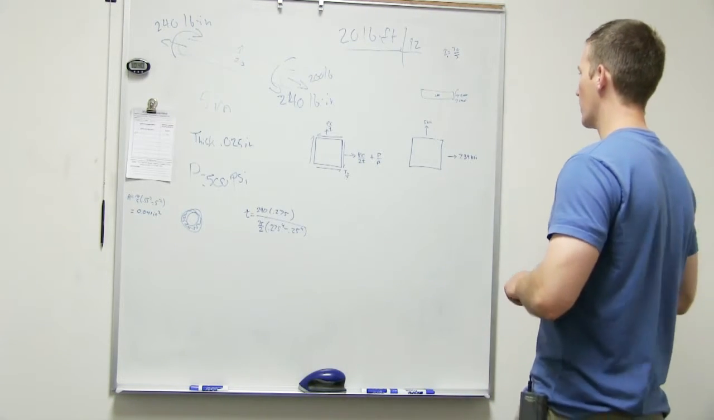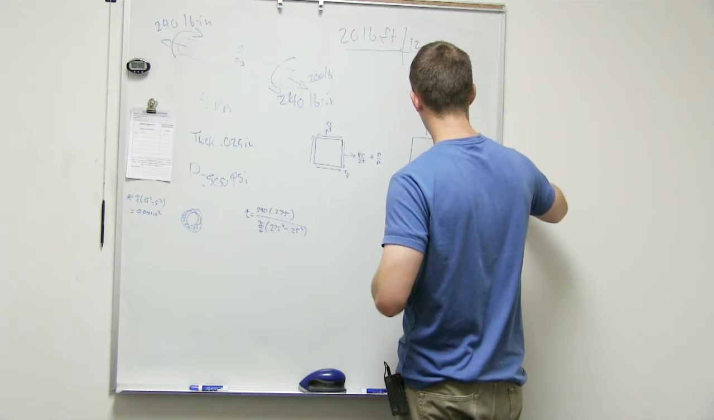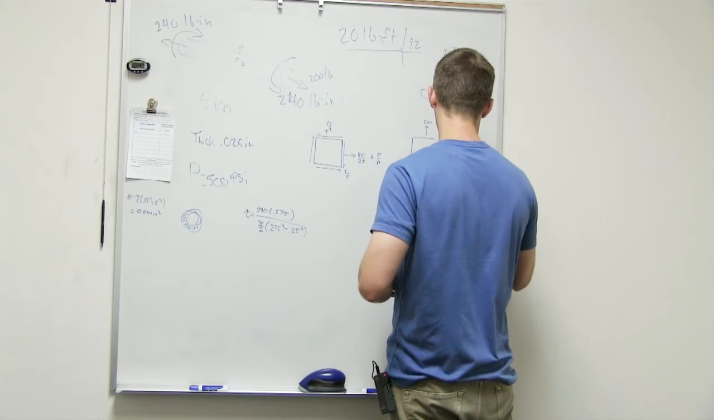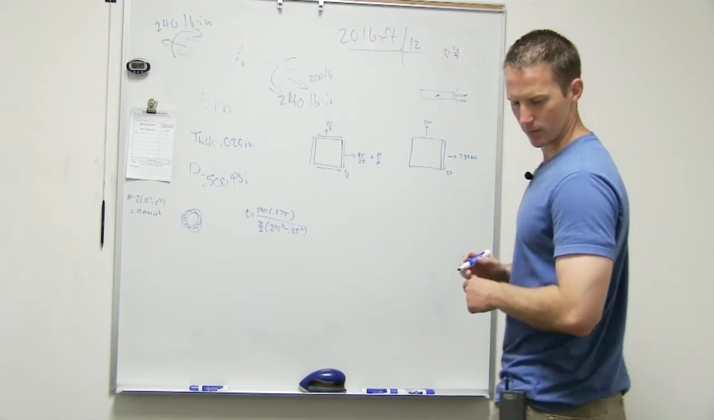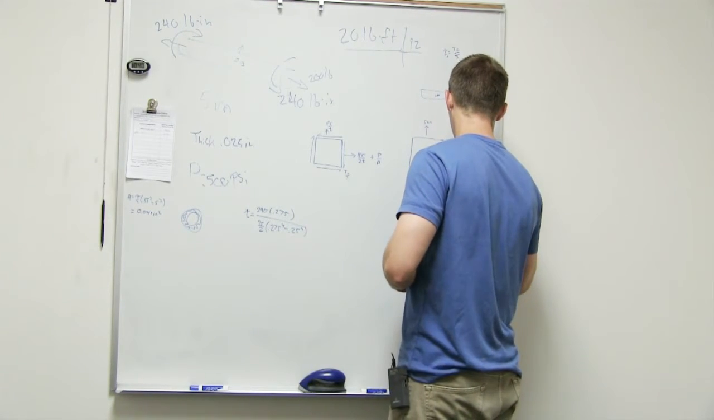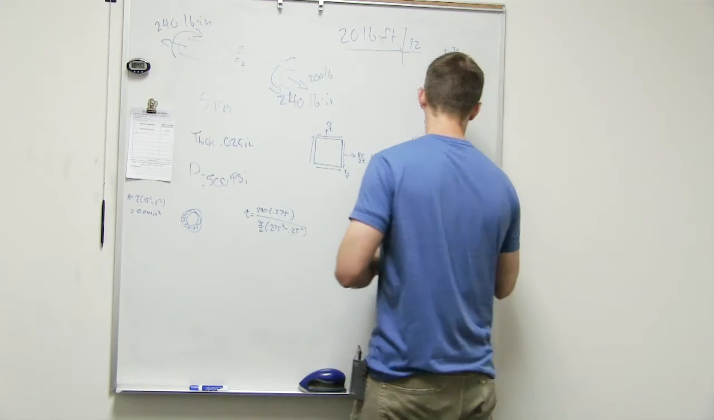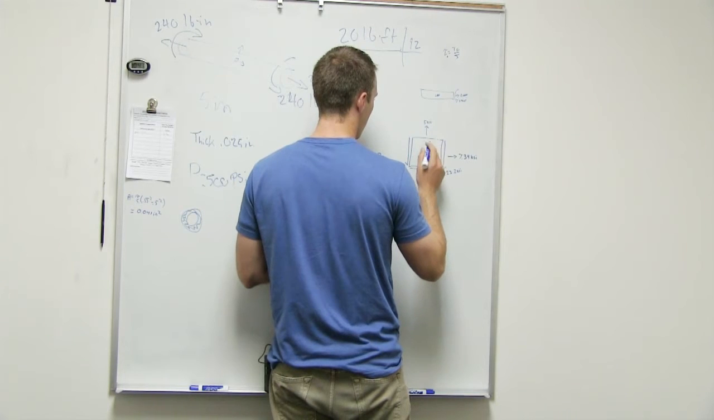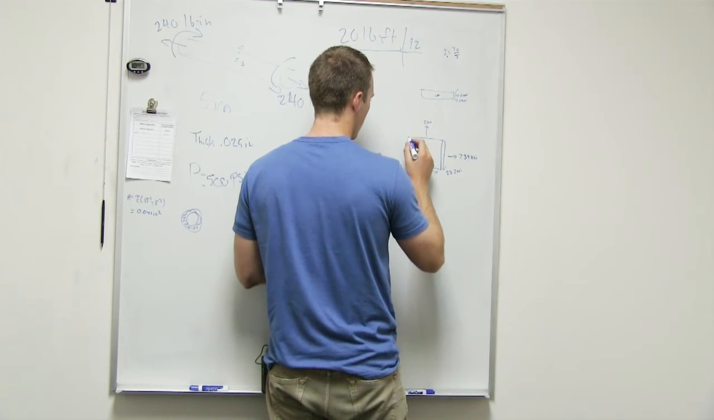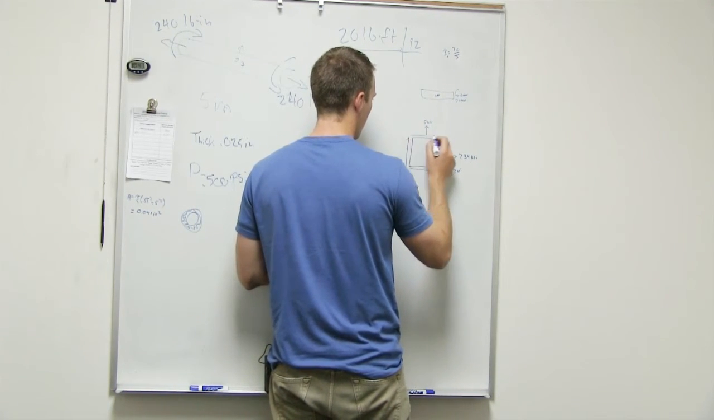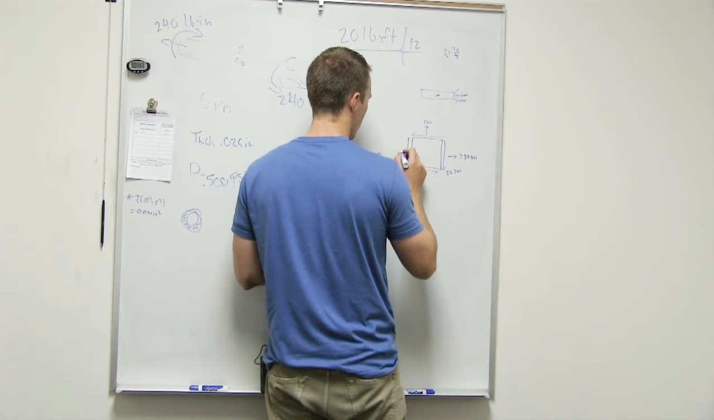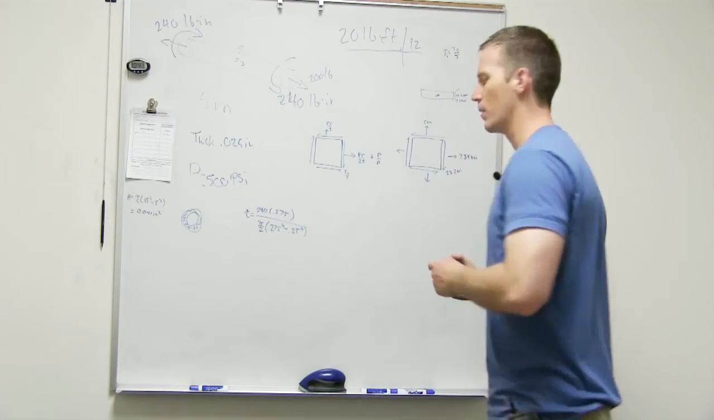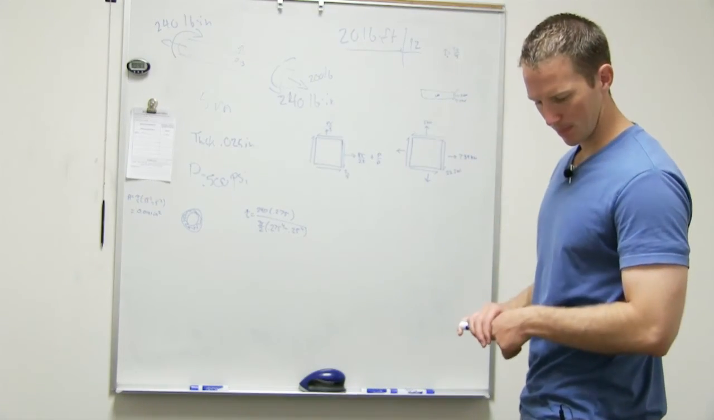And I got 23,176.7, so 23,177 PSI. Just round that up. What did you get? I just did 23,177 instead of 23,176.7. It's the same thing. Cool.